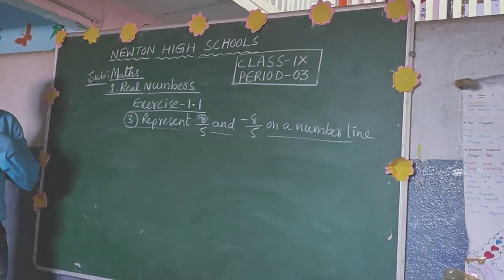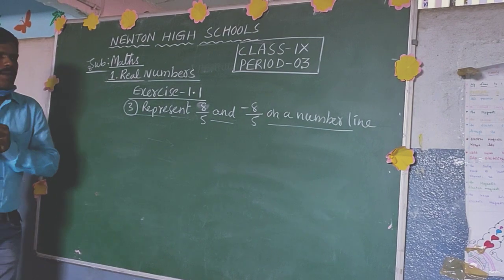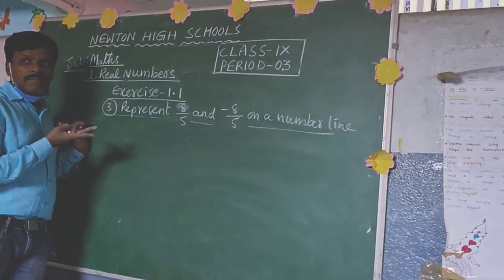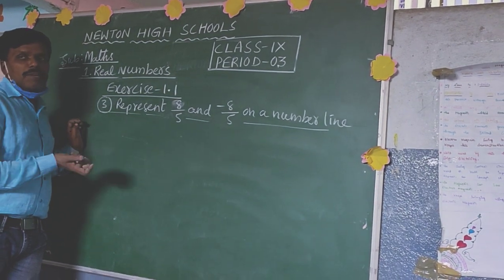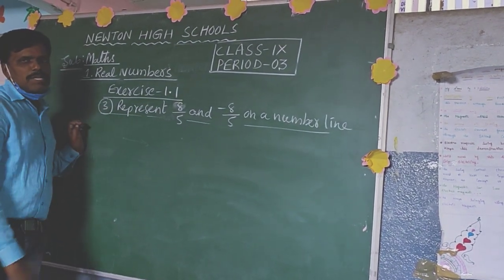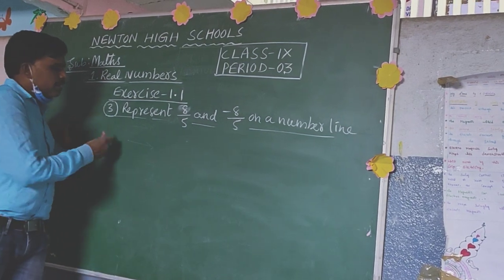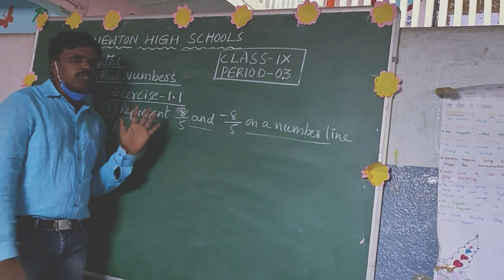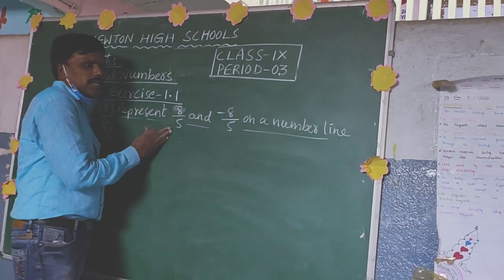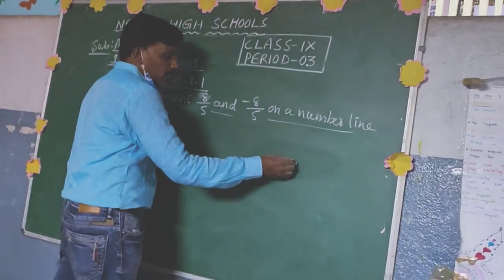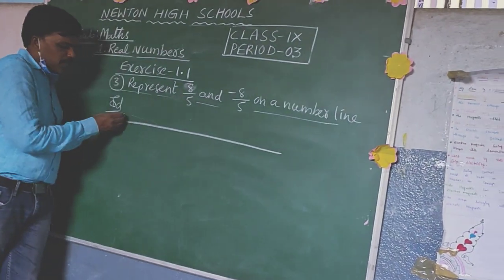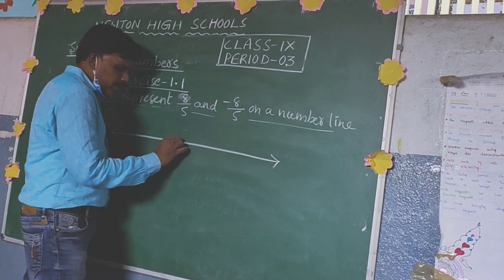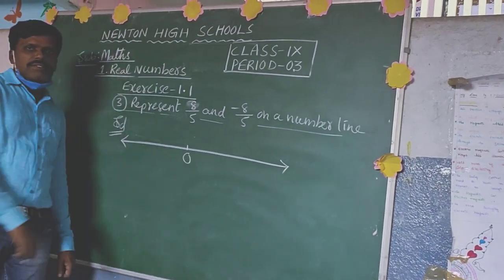So how to represent 8 by 5 and minus 8 by 5? First we have to decide whether both are the same or different, which one we have to represent on the right side and which one on the left side. We already learned about positive and negative integers, positive and negative rational numbers. Positive numbers we always represent on the right side of 0, and negative numbers on the left side of 0.